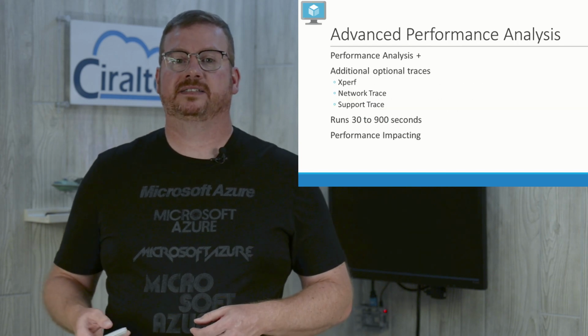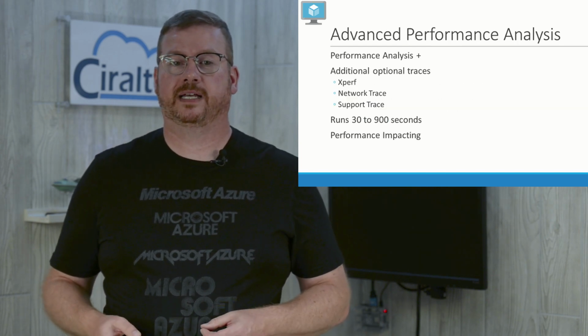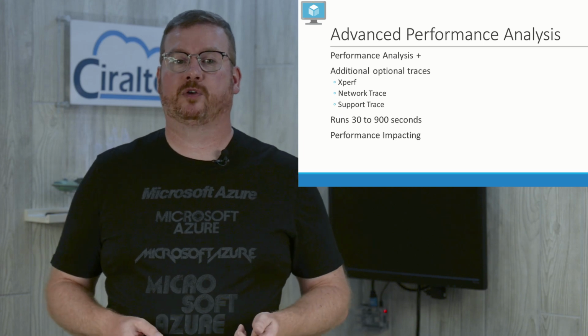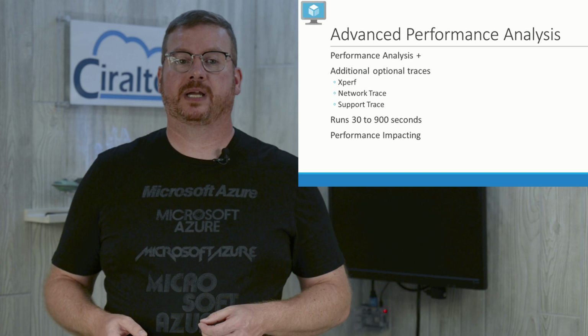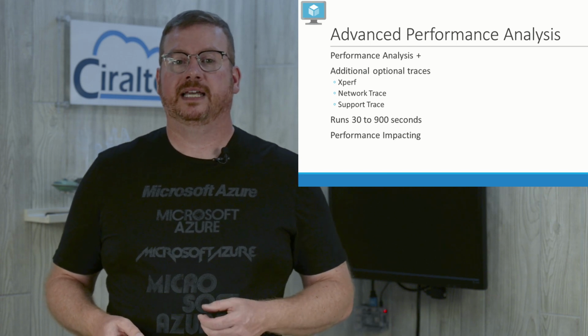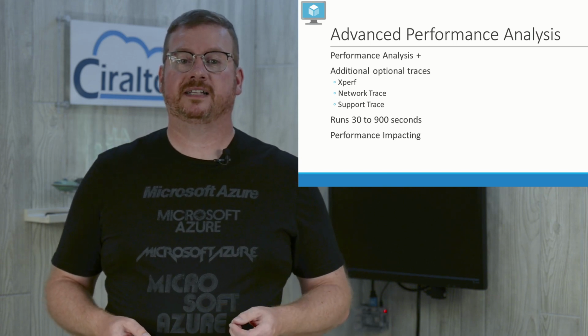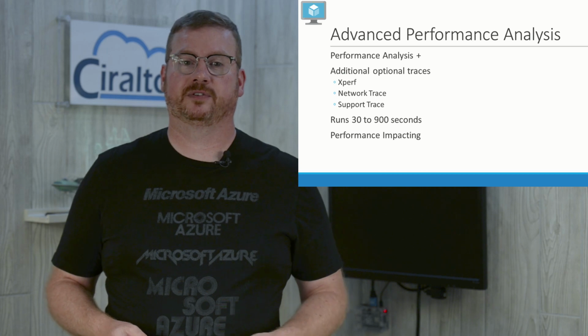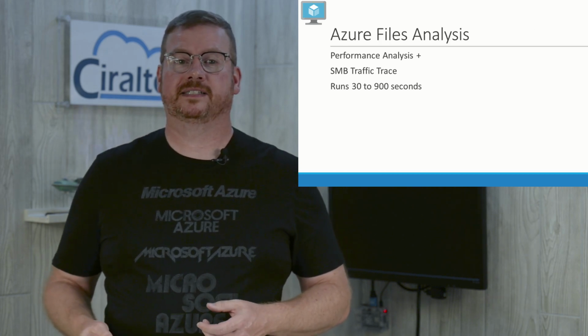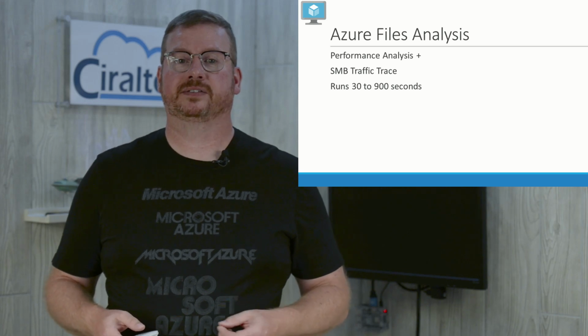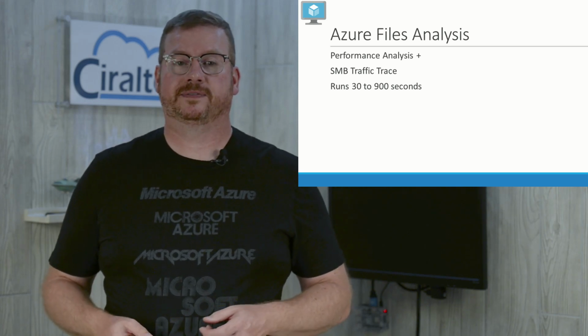Advanced performance analysis is only available for Windows VMs and will potentially impact performance. There is an option to trace using Xperf, Network Trace, or Support Trace. Enabling these options will increase the file size but gives you more detailed information. Azure File Analysis does all that's in Performance Analysis plus SMB Traffic Trace. This is only available for Windows VMs as well.